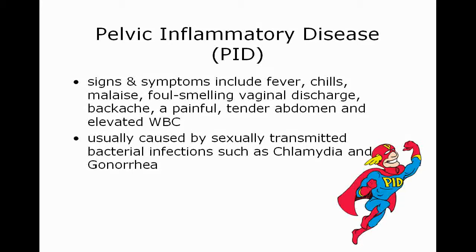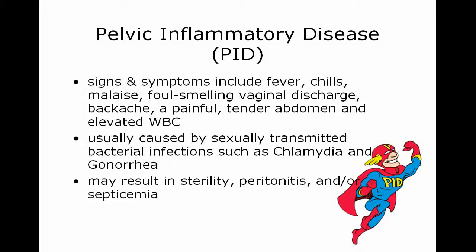So antibiotics may be appropriate treatment. It depends on how widespread the infection is. The person may end up being sterile from the scar tissue in the fallopian tubes. They may end up with peritonitis, this overwhelming inflammation and infection in the peritoneum. They may even develop septicemia because of the overwhelming infection with these bacteria causing pelvic inflammatory disease.